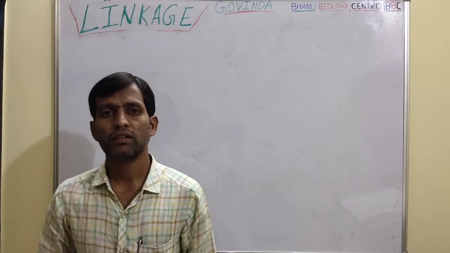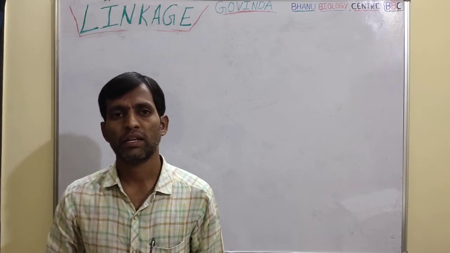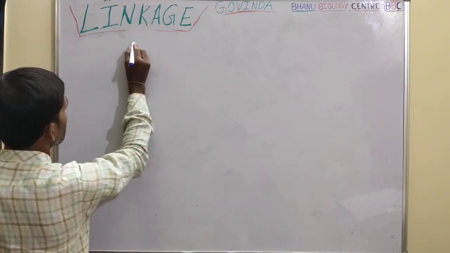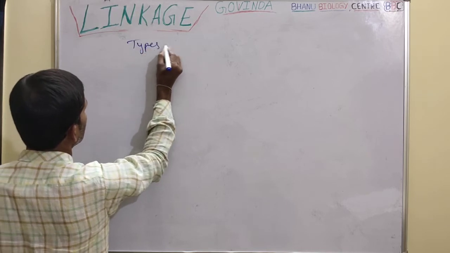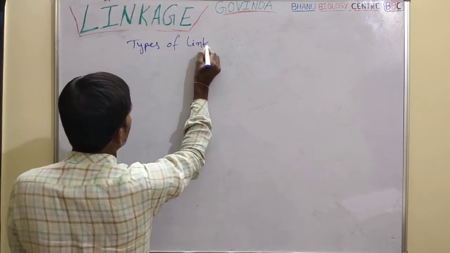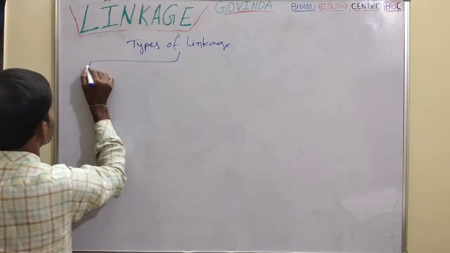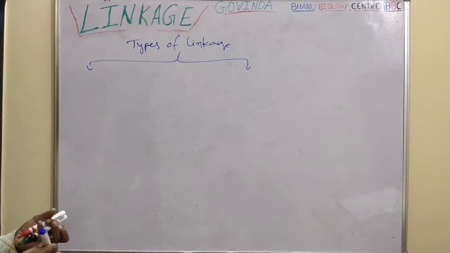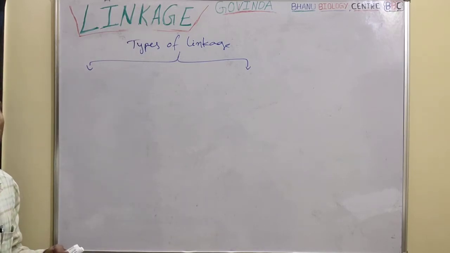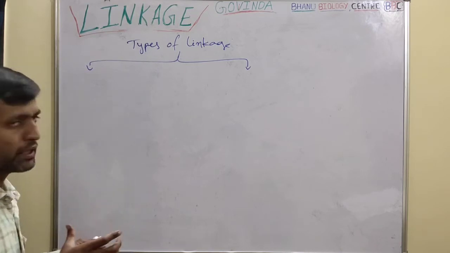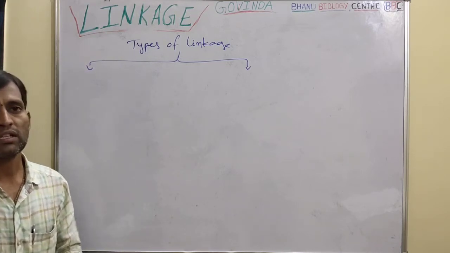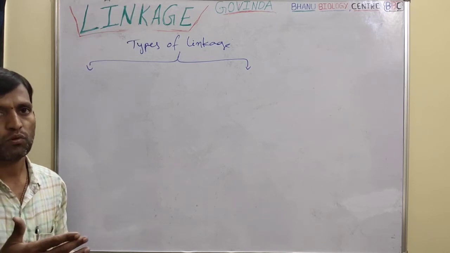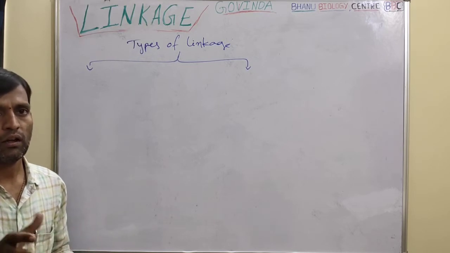In this video, we learn another important aspect from the linkage concept, that is types of linkage. In previous videos, we learned the meaning of linkage, and there are two aspects like coupling and repulsion. Linkage is nothing but two or more genes having physical association and tending to remain together during the inheritance process. That phenomenon is called linkage.